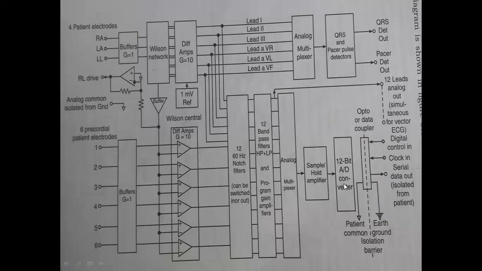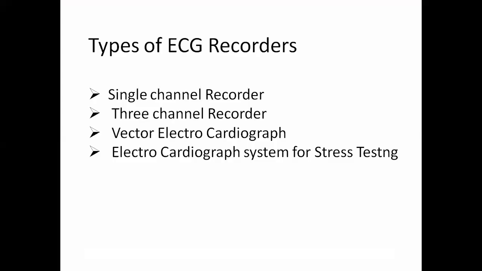We can record it, or we can apply it to the pen recorder. With that we can get the output signal on graph sheets. And these are the types of ECG recorders: single channel recorder, 3 channel recorder, and vector electrocardiograph system for stress testing.